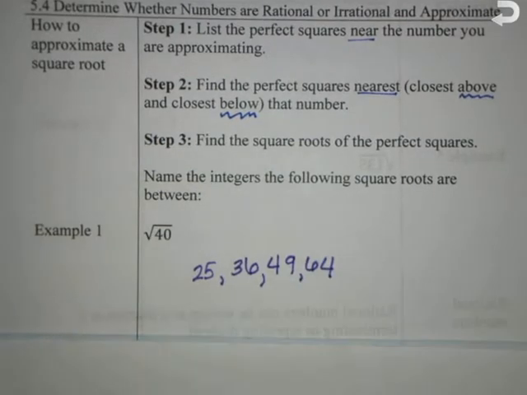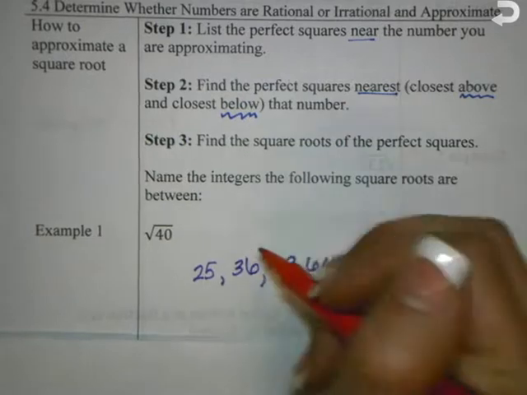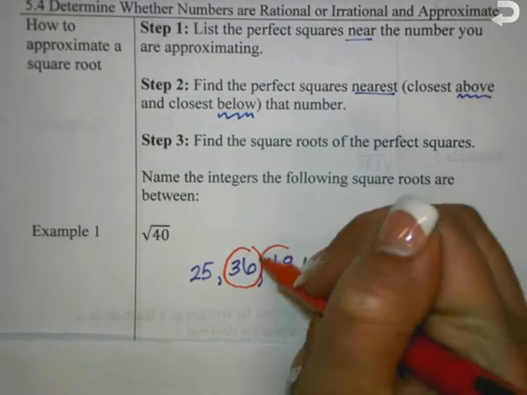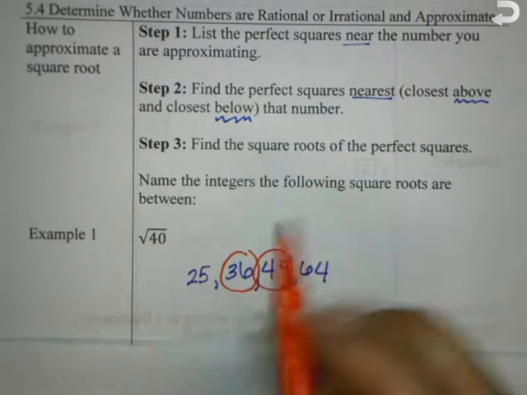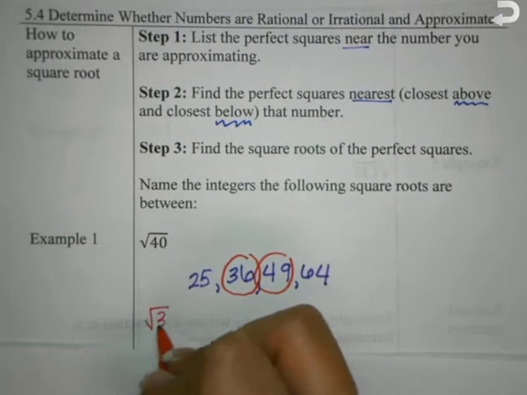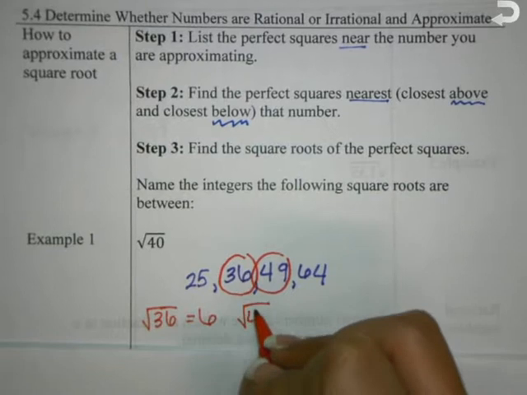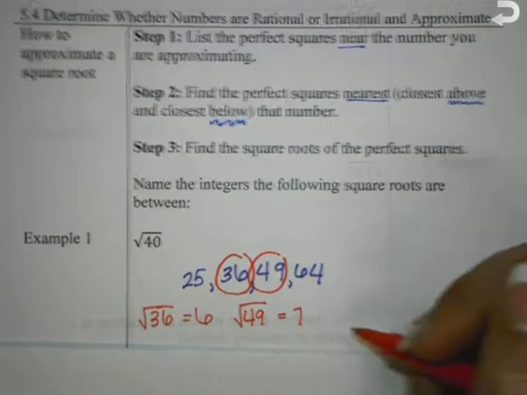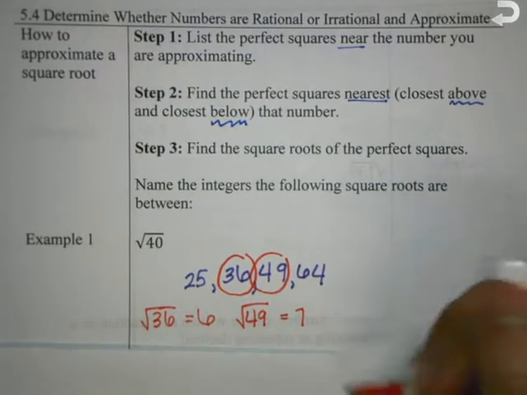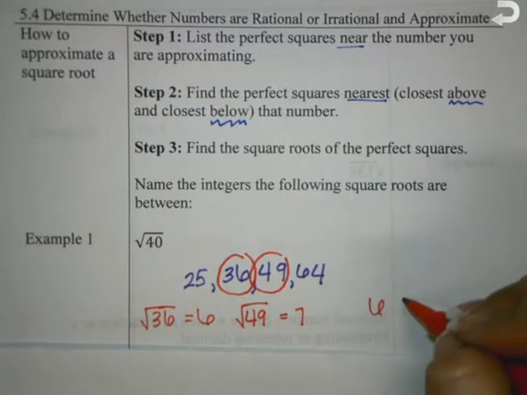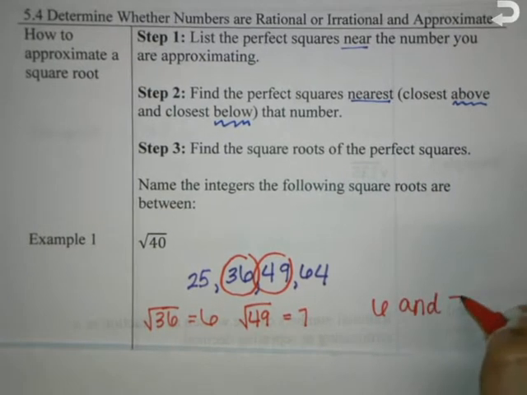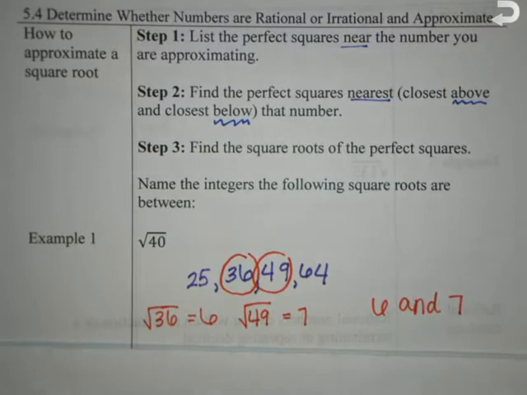Which 2 perfect squares is 40 between? 40 falls between 36 and 49. Okay, what's the square root of 36? 6. And what's the square root of 49? 7. So what 2 numbers does the square root of 40 fall between? 6 and 7. So that would be your answer.